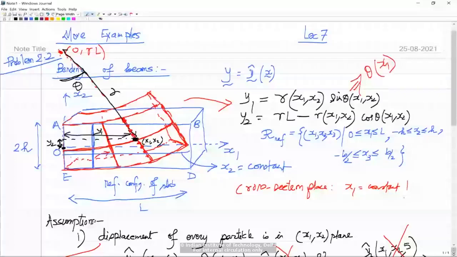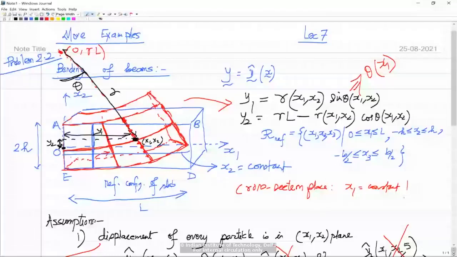Okay? So Rahman says it will depend on both x1 and x2, but you see, that is not correct. Just like I said, those points all are on the same straight line and they all subtend the same angle theta from the geometry. If theta depends on x2 also, then it will no more remain a straight line, it will become curved.